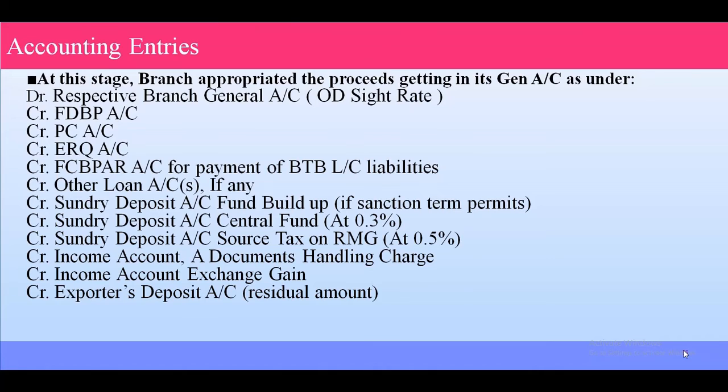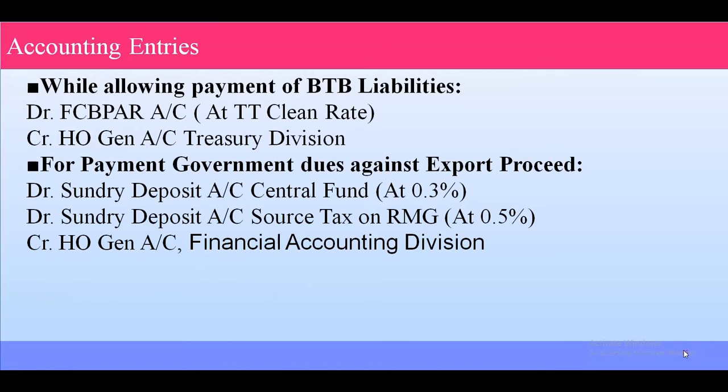Credit income account documents handling charge. Credit income account exchange gain. Credit exporter's deposit account, residual amount. While allowing payment of BTB liabilities: debit FSPAR account, at TT clean rate. Credit HO general account, Treasury Division.